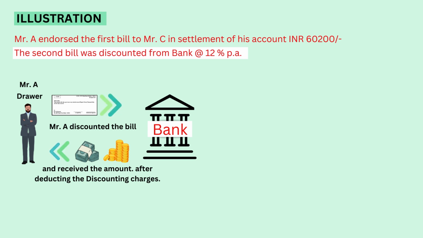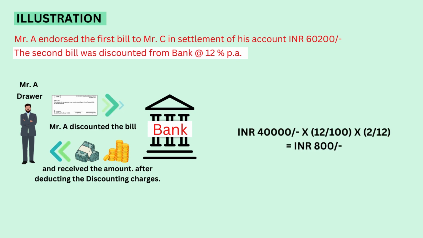However, it means Mr. A has discounted the second bill before 2 months of the due date. So the calculation of discounting charge will be 40,000 into 12 by 100, as it is 12% per annum, into 2 by 12, that is for 2 months. So the amount will be 800.